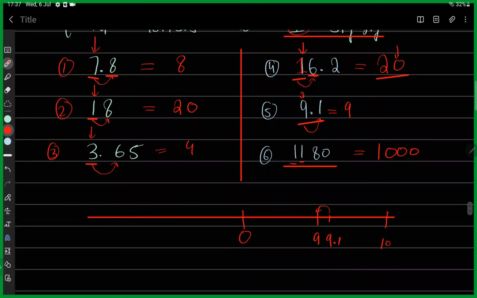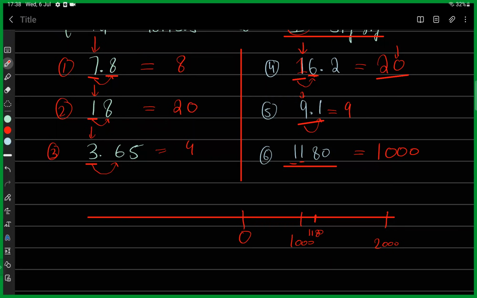Again, I can represent that on my number line. So imagine this is 1000 and this is 2000 and here is 1180. Now 1180 is closer to 1000. That is why I've rounded it off to 1000. You can use the number line method or you can just use this basic knowledge.